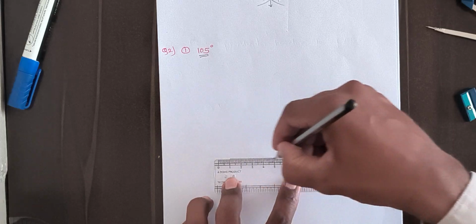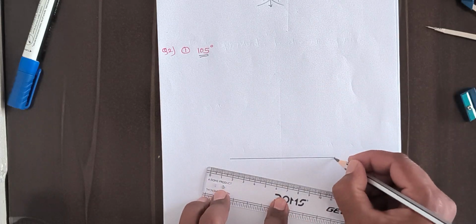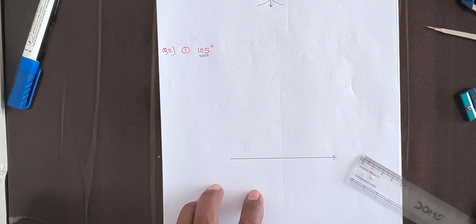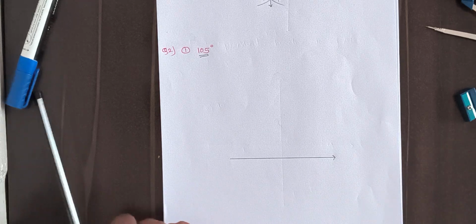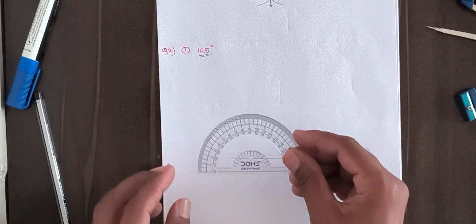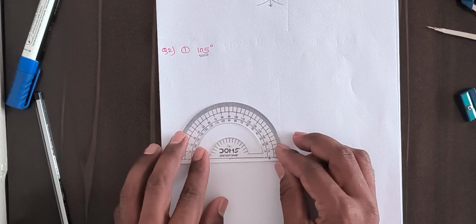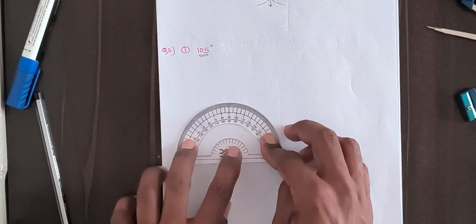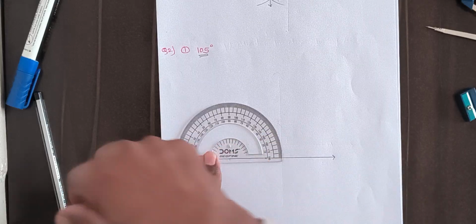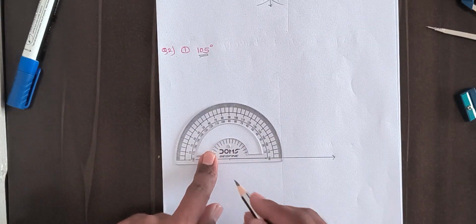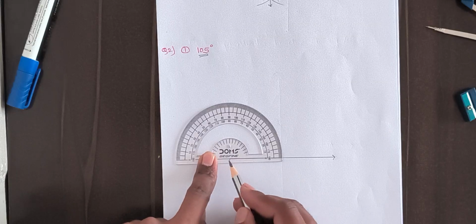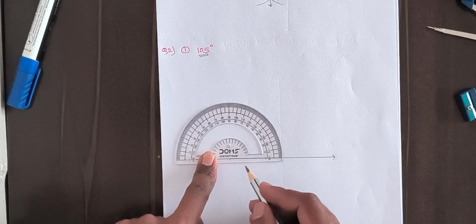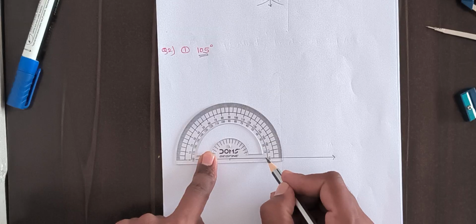Yes, it is a ray. Now I need to use my protractor to mark 105 degrees. In this one, keep in your mind, from this middle point the line is towards the right side, so towards the right side 0 is inside.